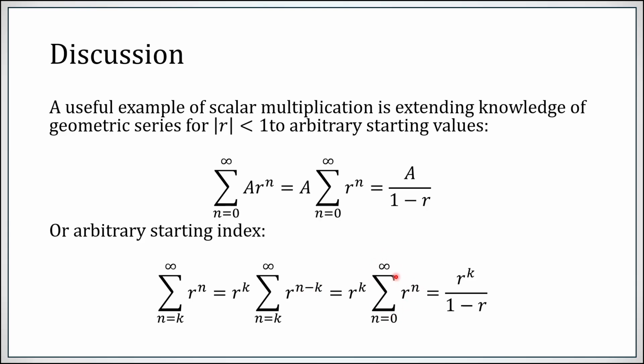This series, again, assuming that the absolute value of r was less than 1, converges to 1 over 1 minus r, and we simply have the r to the k factored out as a constant. So geometric series converge whenever that common ratio is less than 1 in absolute value, even if you multiply by a scalar and even if you start at a different index.